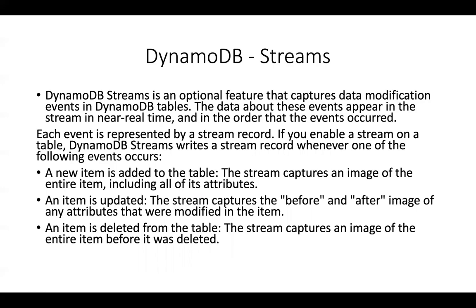So DynamoDB streams is an optional feature that captures data modification events in the DynamoDB table. So when these data events happen in real time, right, and when these events happen, automatically it's captured. So what are the things that are captured? Whenever a new item is added to the table, the DynamoDB stream captures an image of the entire item, including all of its attributes.